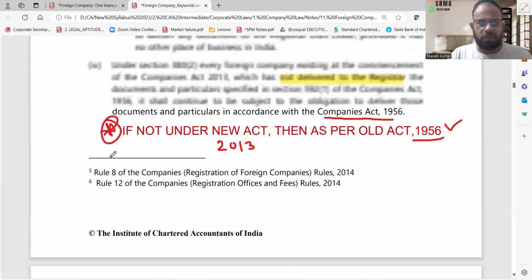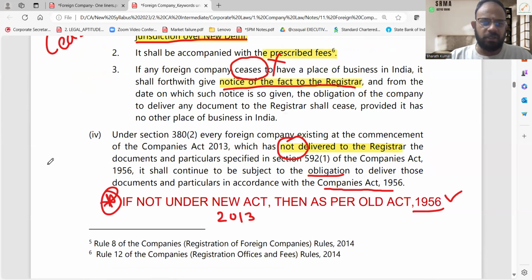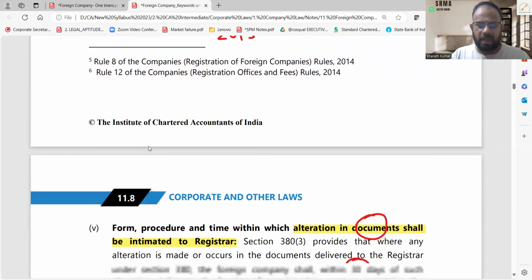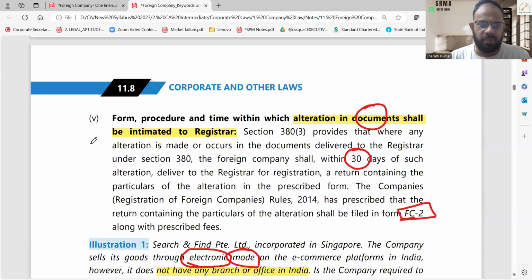The fourth one is, if not under the new act, then as per the old act. Point number 4. This keyword type of writing will help you enormously. I hope you have done this for other chapters, because all the one-liners and all the concepts I have given, from where that case will be given, all that we told. So we made it very, very strong and careful. The 5th one is any other alteration, you are going to do it in FC2.